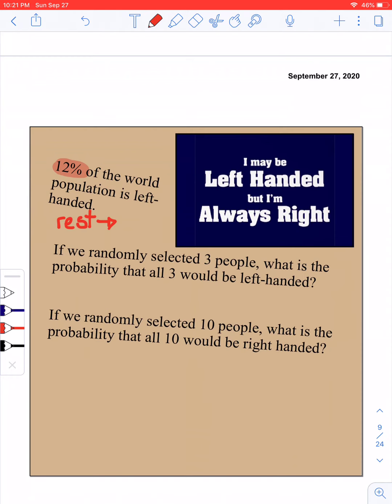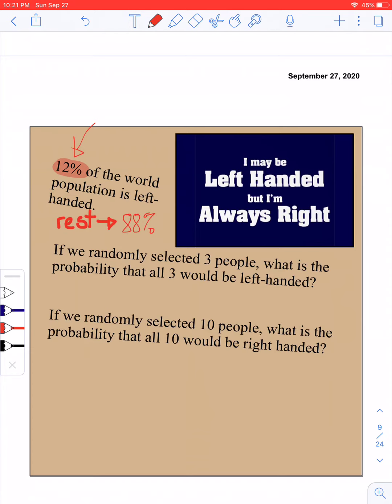All right, in this case here, we don't know how many balloons, we don't know how many candies, all we know is a percentage. 12% of the world is left-handed. It's roughly somewhere between 10 and 12. Now the first question to answer then is, well, how many are right-handed? Well, there are people who are ambidextrous, but let's ignore that for now. Let's assume that the rest of the world is right-handed, so that would be 88.